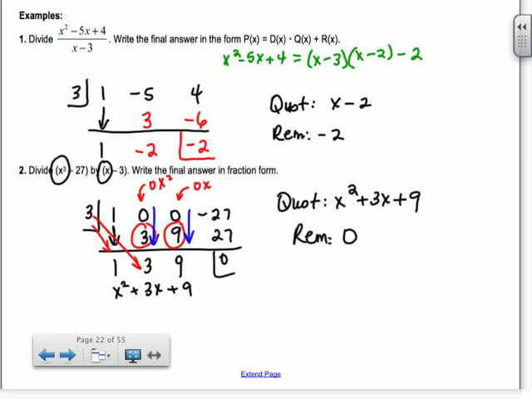Remember, the remainder is just hanging off on the end. It's not being multiplied. It's just being subtracted or added. Okay, you could multiply that whole right side out, and you would see that it equals x squared minus 5x plus 4. So you can always check these. Okay, let's write this next one in the same form, so in the p of x form.